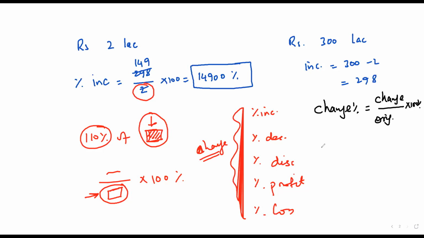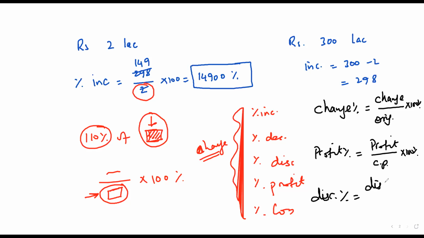For example, you want to write the formula for the profit percent, whatever way you want to say it. That would be the profit over, in this case, the original price, which is the cost price, times 100%. You want to know the discount percent? The discount percent would be the discount over the mark price times 100%. Okay, so let's go to the exercise and try some questions from here.